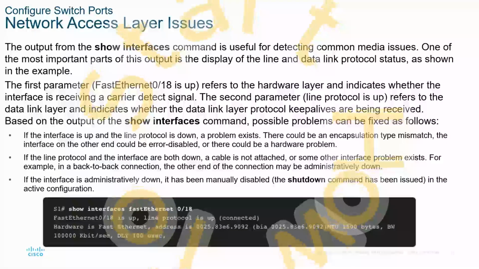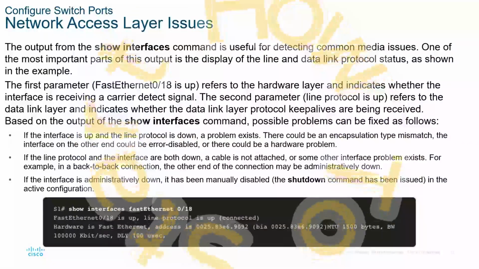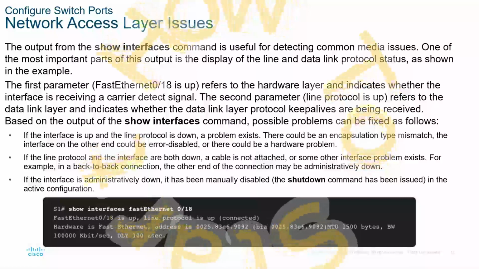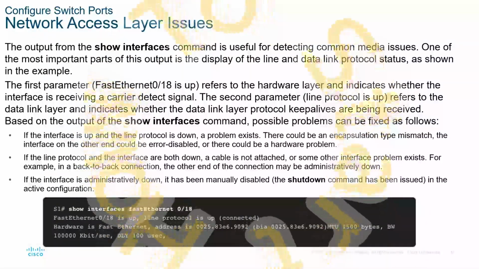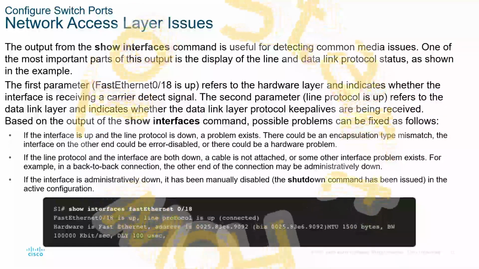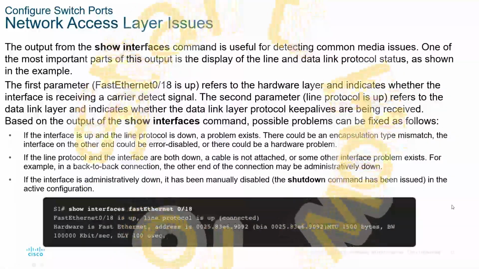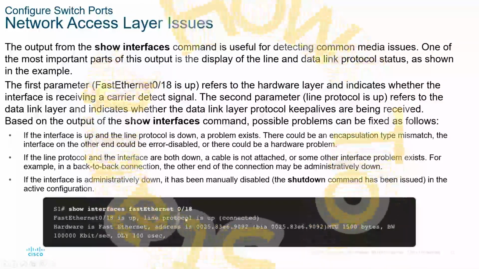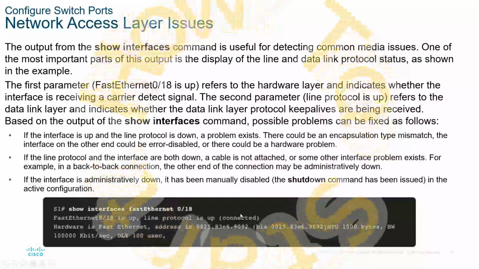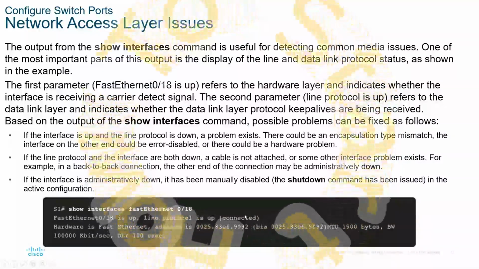We actually look more at that in a later video, but I wanted to point that out just to show the output from the show interface command. Again, we're looking at media issues. If it is turned on, you should see the interface is up and the line protocol is up. If it is turned off, you should see that it is in a shutdown state.